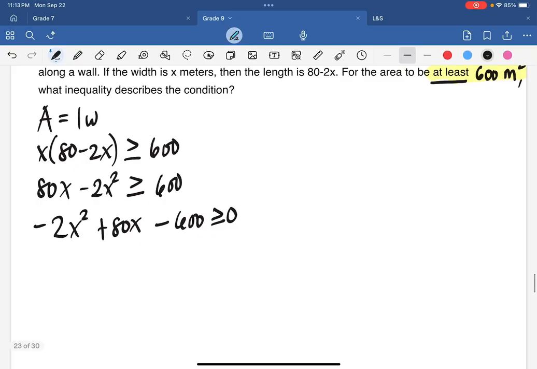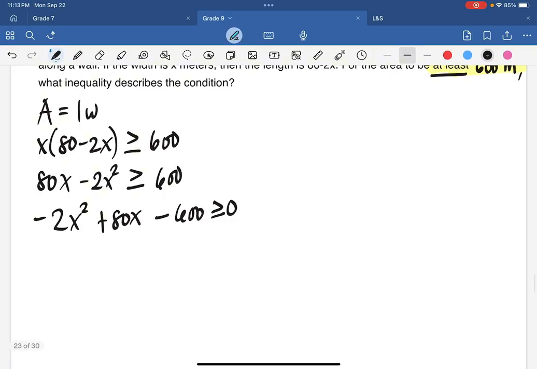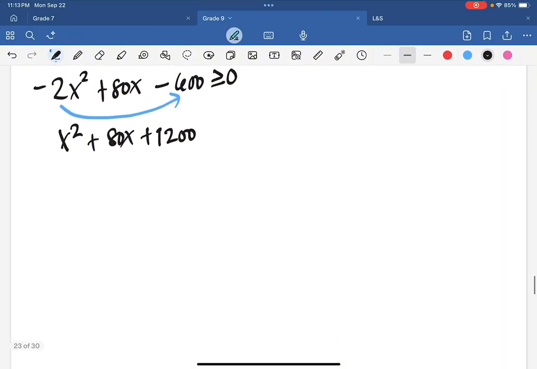But based on this, I'm gonna use factoring. So for this one, I'm gonna use the AC method. I'm just gonna multiply negative 2 to this one. So we have x squared plus 80x, and then negative 2 times negative 600 is positive 1200. Again, it's just my choice, so whatever method you're comfortable with, then do your thing. So you have here 1200.